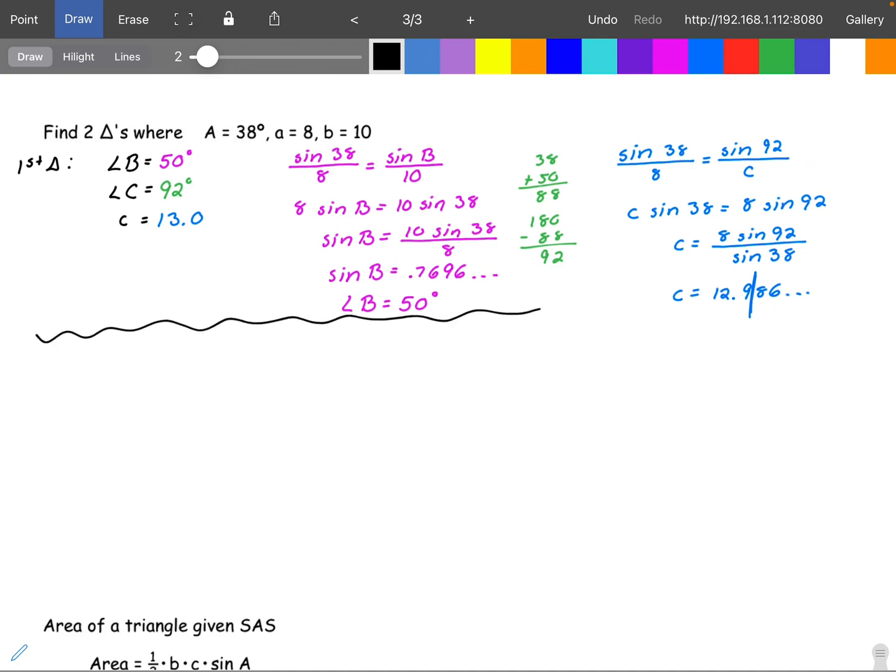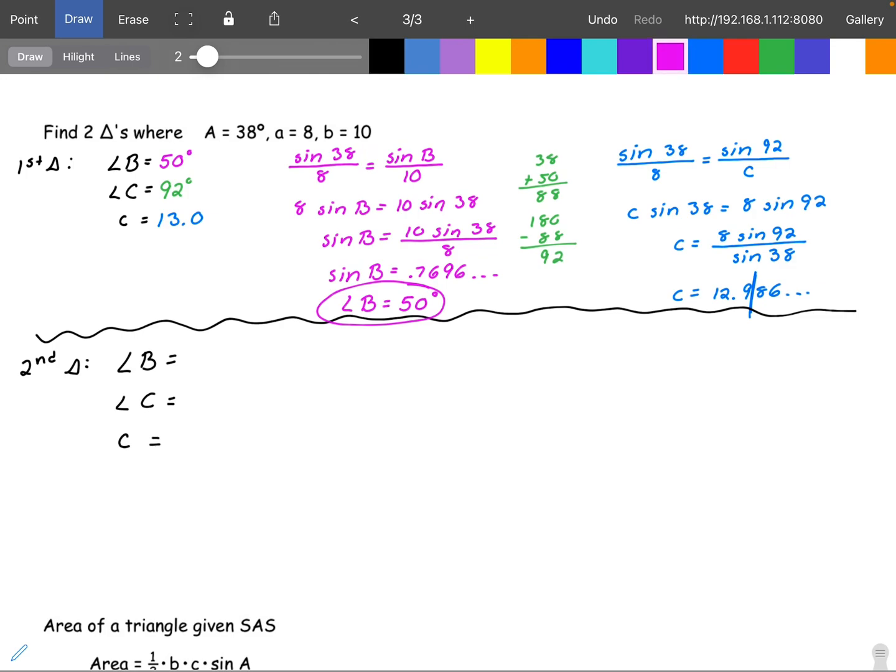We now need to work on the second triangle. So remember, for our second triangle, we are going to take the first angle we found, which was 50. We need to do the supplement of that. So for our second triangle, we are still finding angle B, angle C, and little c. But they're all going to be different.